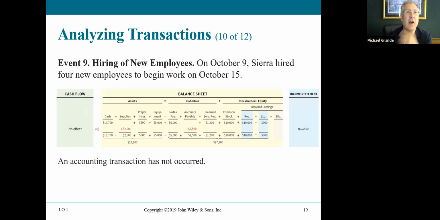Event number 9, hiring of new employees. On October 9th, Sierra hired 4 new employees to begin work on October 15th. The mere fact that they hired employees is not a transaction that affects assets, liabilities, or equity. No transaction has occurred.